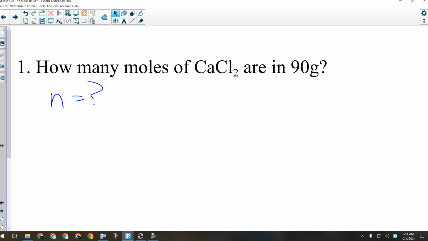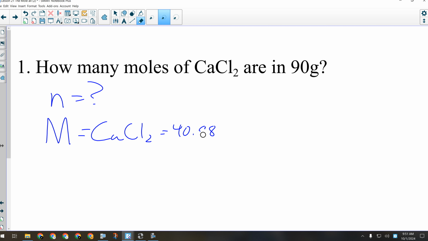The next thing they tell me is that it's calcium chloride. What can that help me find? The molar mass, right? So I can right now say big M is going to be, and I'm just going to write down that it's calcium chloride. So that's going to be 40.08 plus 35.45 times 2. That should be 110.98 if my mental math is right. Yep.